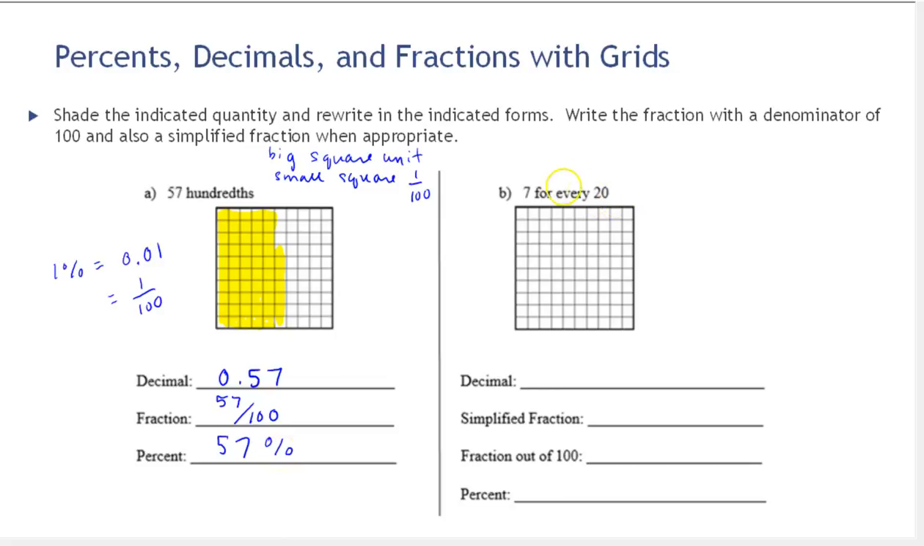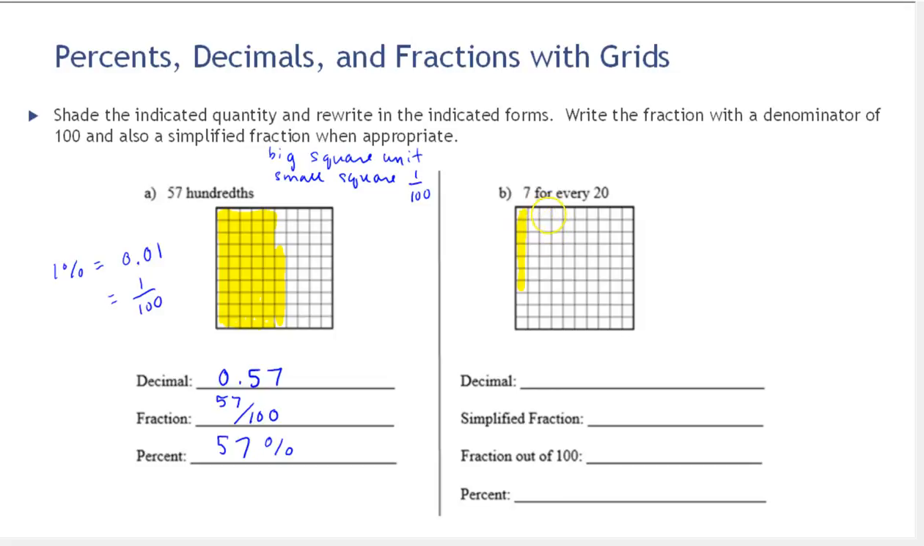Let's look at the next one. We're asked to shade 7 for every 20. So I am going to look at these as every 2 columns is 20. So out of every 2 columns, I'm going to shade 7. So this is 7 out of the first 20.